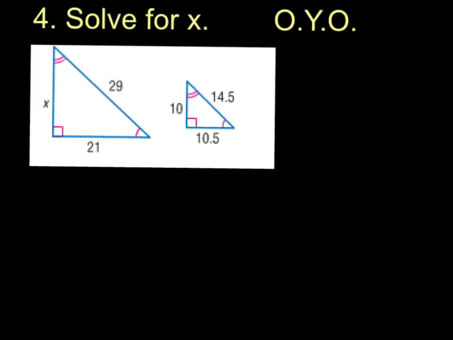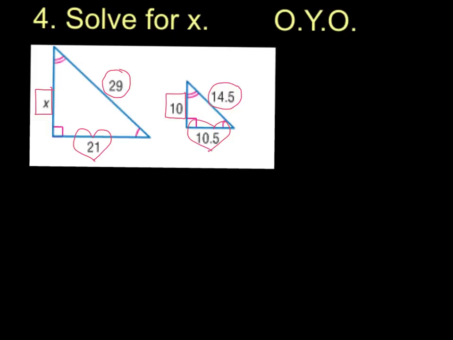Okay, so hopefully you have an answer. Let's see if you got it right. So we need to find the sides that are corresponding, and we're going to mark them with different shapes. We're going to label them. So we'll start with, the 29 looks pretty good. So the 29 corresponds with the 14.5. So those two sides are similar. The x you should have marked with the 10. And the 21 with the 10.5.